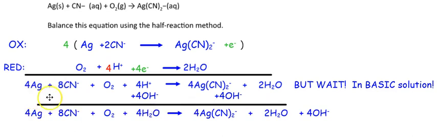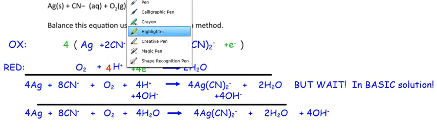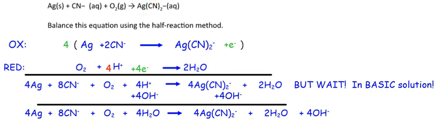This remains the same. This remains the same. This remains the same. What happens right here? 4 H pluses plus 4 OH minuses makes 4 waters. I have this plus my 4 hydroxides. Now, what can I do at this point? I can cancel out like terms, all right?